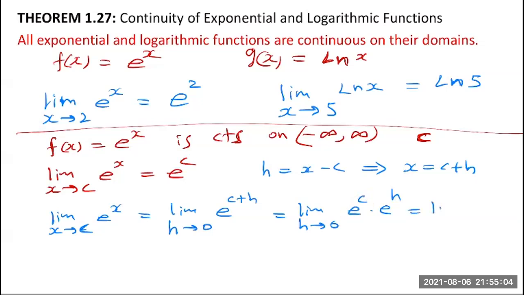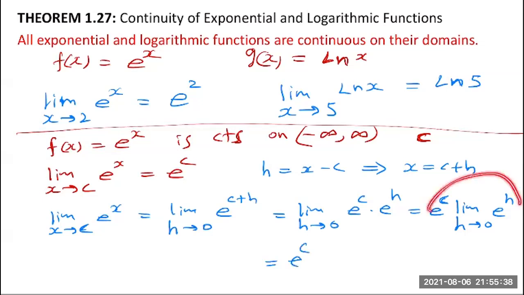This is equal to e to the power c times limit as h approaches 0 of e to the power h. I'm almost done. Remember, I wanted to show that this limit is equal to e to the power c. Okay. So I calculate this limit. It turns out that that limit is equal to this one. Now I'm going to do a small construction. Okay. This is equal to e to the power c.